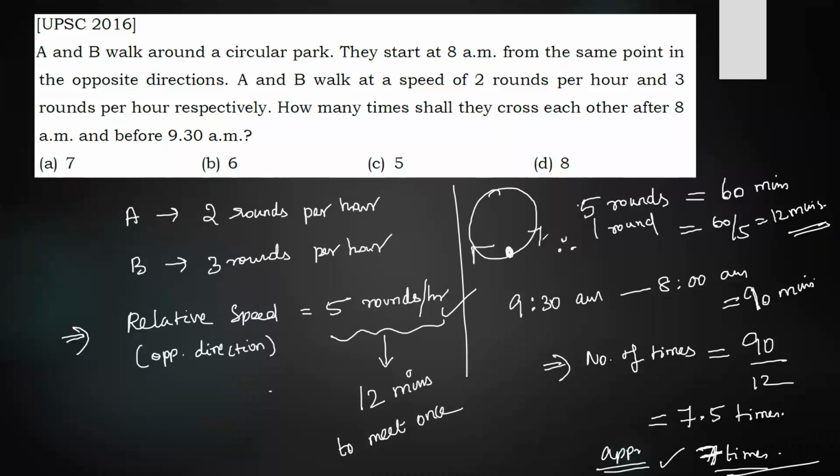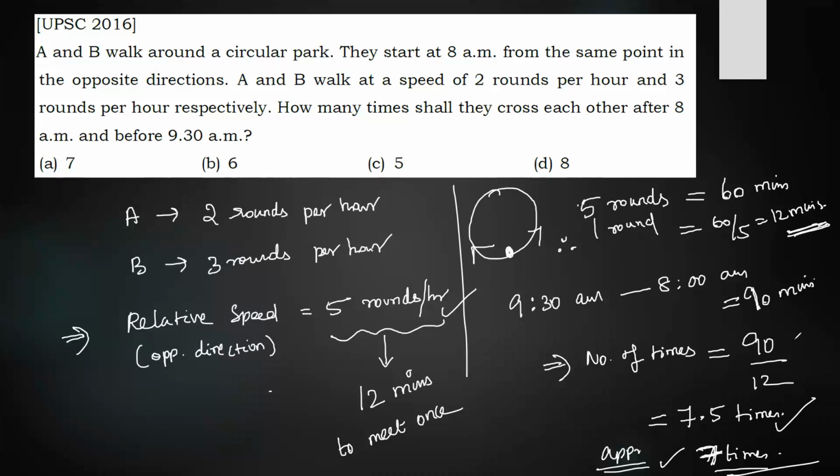It's a circular round, right? Actually, they didn't mention any length like 500 meter or 1000 meter for the circular path. They just mentioned the circular path. They started at the same time, same point, but in opposite direction. So after 12 minutes, they will meet somewhere else. Within 1 hour, they will meet 5 times. For 1 time they meet, they take 12 minutes. Therefore, for 1.5 hours, how many times will they meet? This is the question.